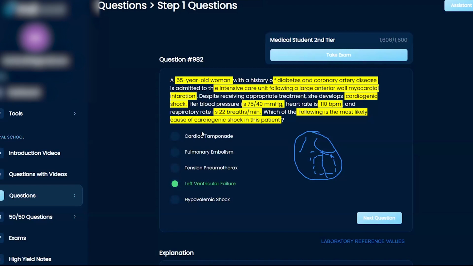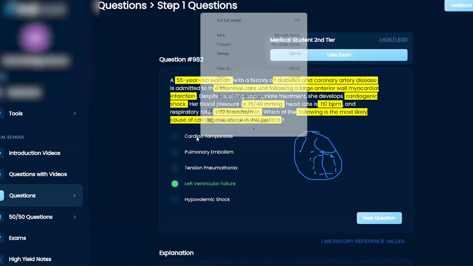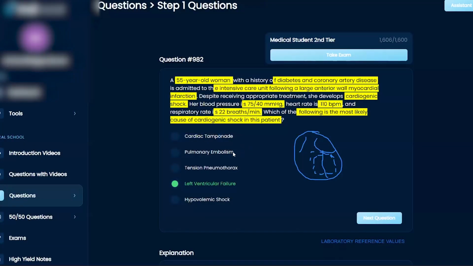You went to cardiac tamponade, which can cause cardiogenic shock, but there are no symptoms here, so it can't be it. Pulmonary embolism can cause right-sided heart failure, but there's no risk factor for that. Tension pneumothorax: no trauma, no popped lung, no decreased breath sounds on that side, no deviated trachea, so that can't be it. And hypovolemic shock, she's not bleeding out profusely. She doesn't have an arm chopped off, she's not leaking a bunch of blood, and she didn't run a marathon and get super dehydrated. Does it make sense? Yes. So the only answer here that really fits is left ventricular failure.